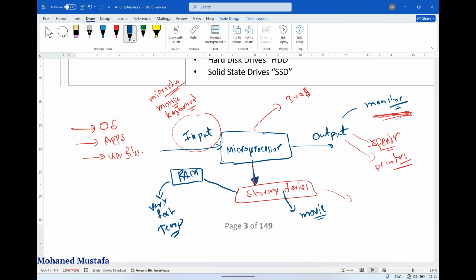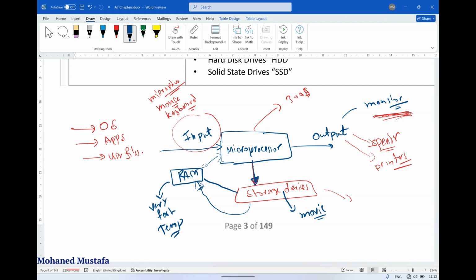Very fast, temporary memory. Meaning, by temporary, whenever you click on any application now on your phone, what will happen? The microprocessor will take the application from the storage device and put it where? In the RAM. And then it will open the application for you from the RAM. Why? Because the RAM is fast. So whenever the application is taken from the slow device, which is the storage device, into the RAM, and then the processor is dealing with the RAM, the processor will be working at a very high speed, and it will feel satisfied whenever you are playing or using any app on your device or computer.